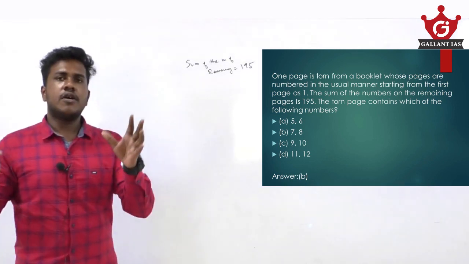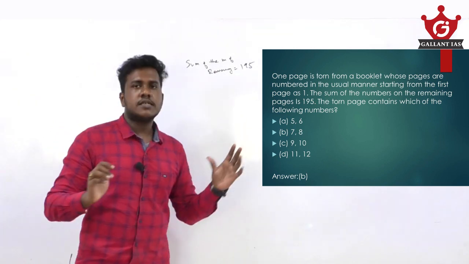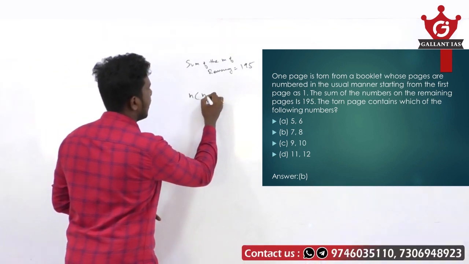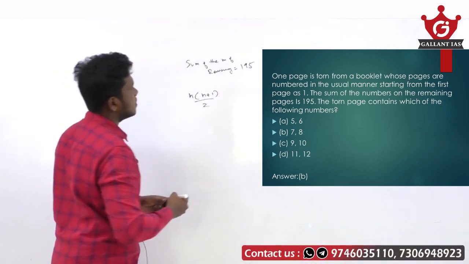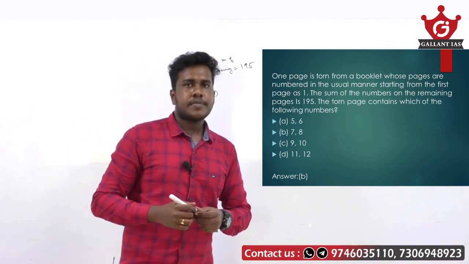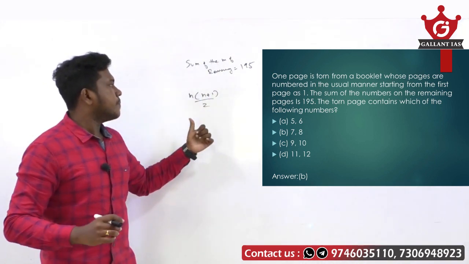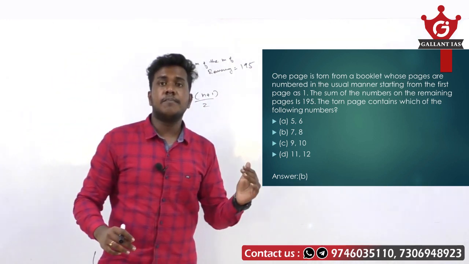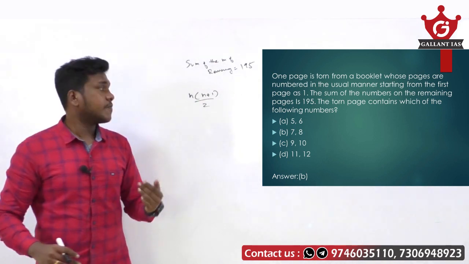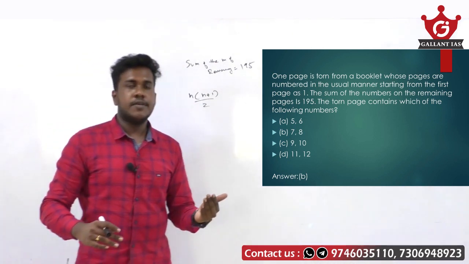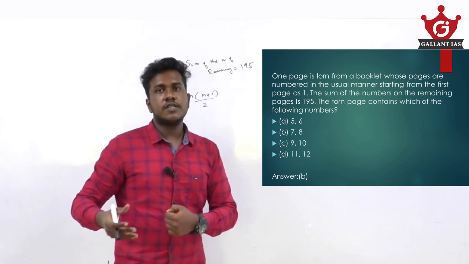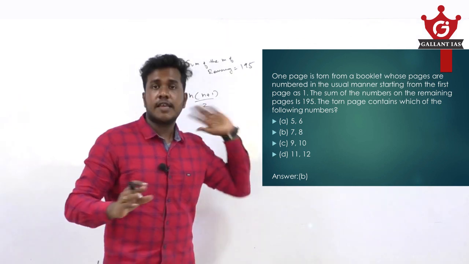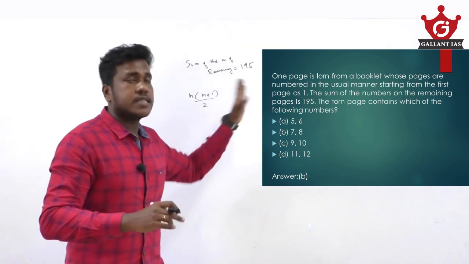Okay, so I think you all know the concept of the sum of n numbers. Here we need to use the equation n into n plus 1 by 2. This is actually the sum of n terms. So look here, it is said that the sum of the numbers of the remaining pages is 195. That means if we had not torn that paper out, the sum would be greater than 195. If you know that concept, then we can easily solve this question.